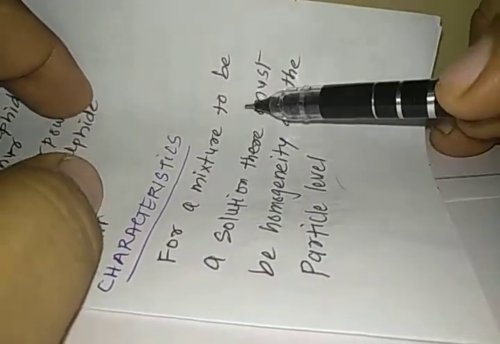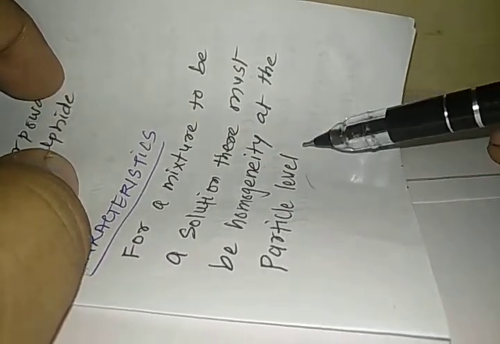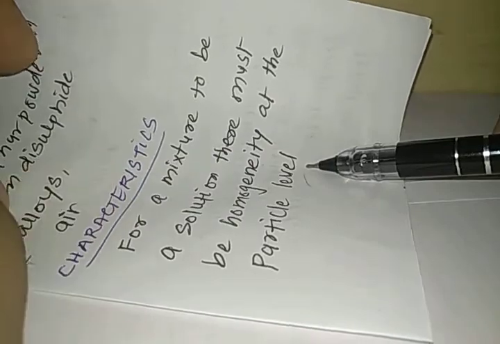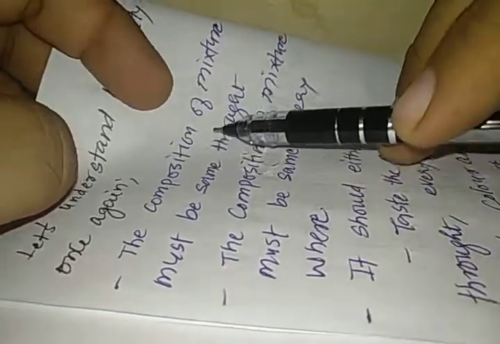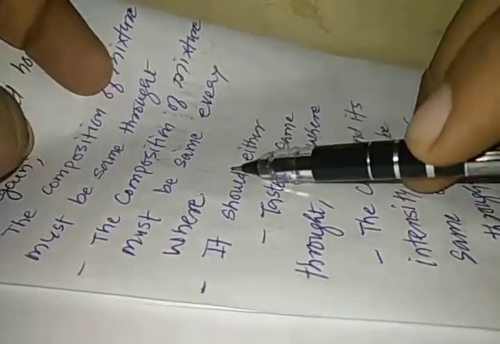For a mixture to be a solution, there must be homogeneity at the particle level. So if we want to call any mixture a solution, it is necessary that the mixture should be homogeneous at particle level. The particles should have the same distribution, should have the same phase. Let us understand homogeneity once again. The composition of the mixture must be the same throughout. The composition of the mixture must be the same everywhere.